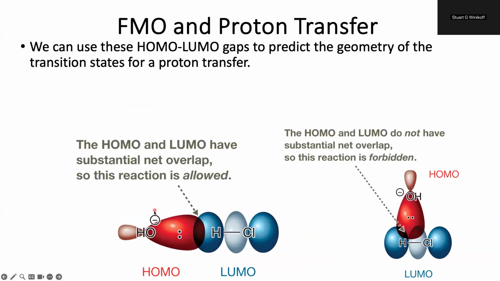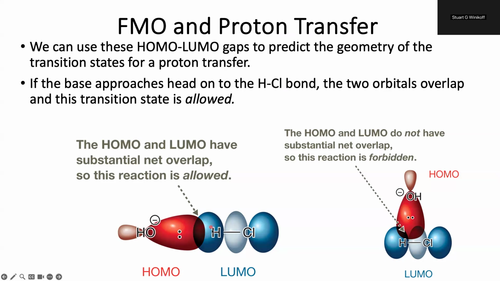So in this case, my HOMO is again on that sp3 hydroxide group, and it's going to overlap with that LUMO. Again, this HCl antibonding orbital, where I have the s orbital on the H and that hybridized sp3 orbital on that chlorine. Now, in order to go ahead and transfer electrons from that oxygen to that hydrogen, I need to overlap these orbitals. Now, this means that that base needs to approach head on to that HCl bond.